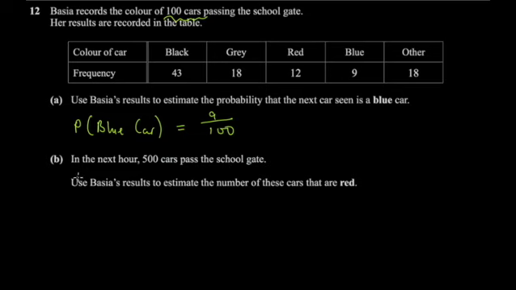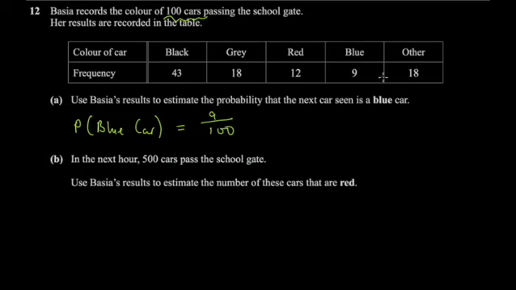The next part says in the next hour 500 cars pass the school gate. So now we're changing the sample here. Use base year's results to estimate the number of these cars that are red. So we are still using our sample size here. We need to find the probability of getting a red car from the sample. So from the sample, red car would be 12 out of 100.